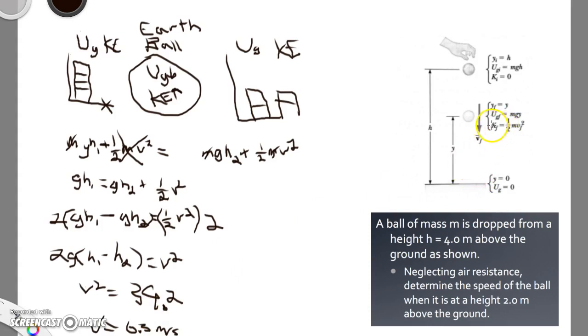Now you could also use kinematics equations here. We have an initial velocity and a final velocity. If we're in free fall with no air resistance, then acceleration would be 9.8, and you would hopefully end up with that same answer after 2 meters of falling.